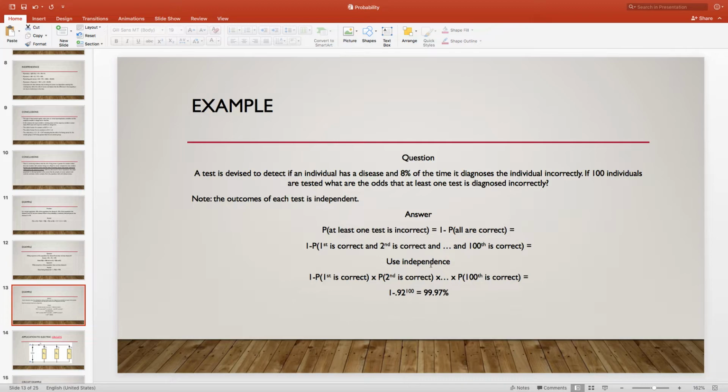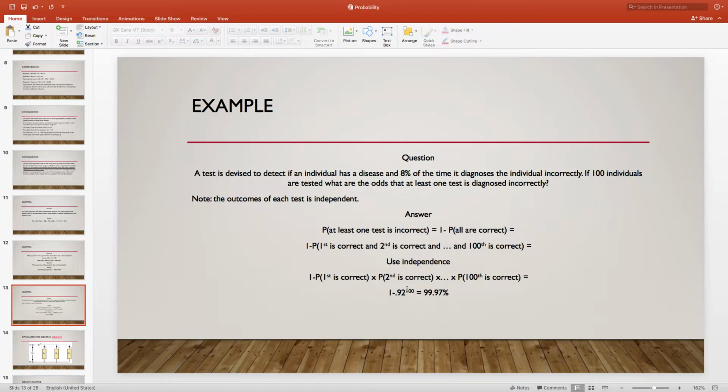Now we can use independence. It's unlikely that one individual's outcome affects another. It's possible, but unlikely. So independence is a reasonable assumption, especially in a large population. And so if we assume independence, it's going to be 1 minus the probability the first is correct times the probability the second is correct. And we multiply all of them all the way to the 100th is correct.